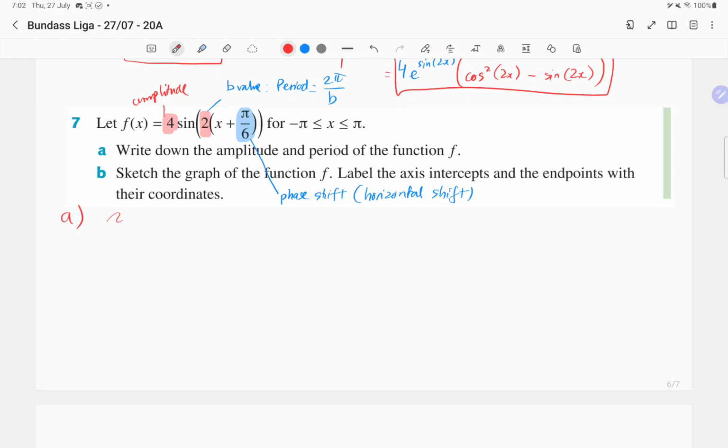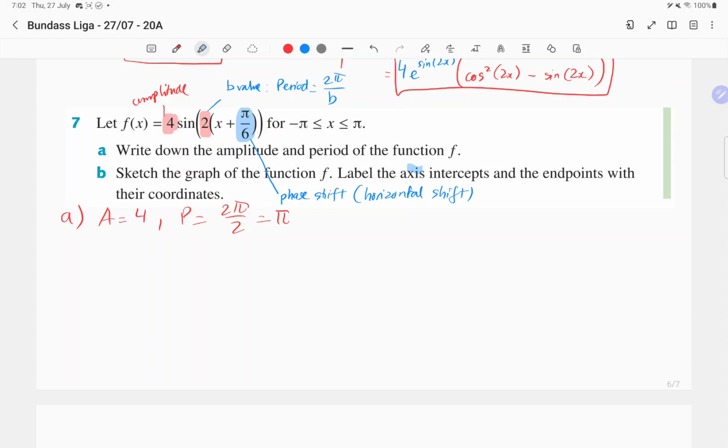Okay, so question A is very simple. Amplitude is 4 and the period is 2 pi over 2, which is pi. What does it mean that the period is only pi? How many cycles are we sketching? 1? 2? Two, yep. Okay, so note that you've got to try question B by yourself.